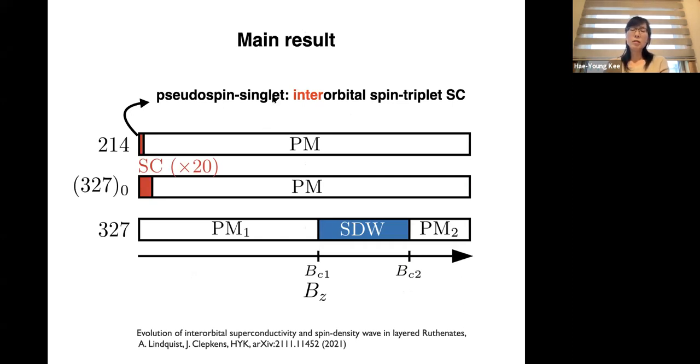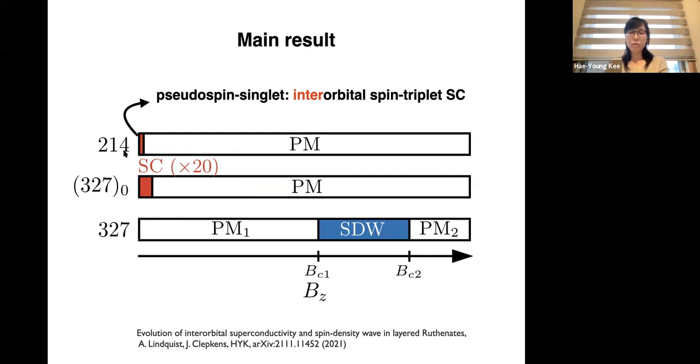So here's my main result. I am telling you that this 214 is a pseudo spin singlet, and the reason why it's a pseudo spin is that the spin-orbit coupling is significant. It is coming from an inter-orbital spin triplet superconductor. So the pairing itself is actually a spin triplet. However, due to the spin-orbit coupling, this appears to be a singlet. And for the 327 bilayer, I have generated what I call 327 knot, which means a bilayer without the staggered rotation, and 327 is the one with the staggered rotation.